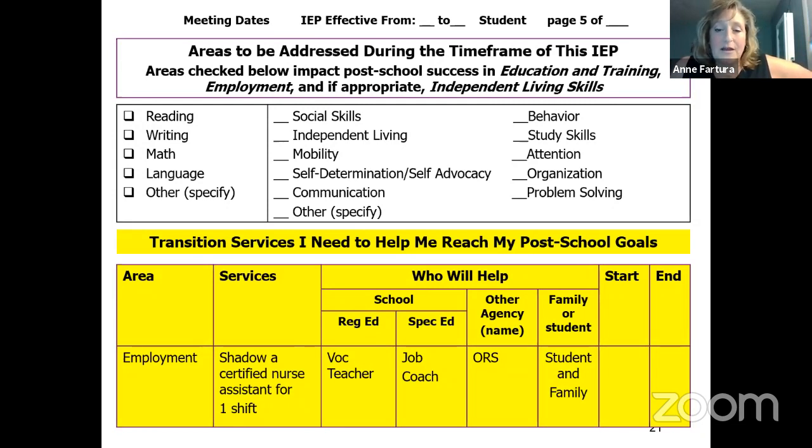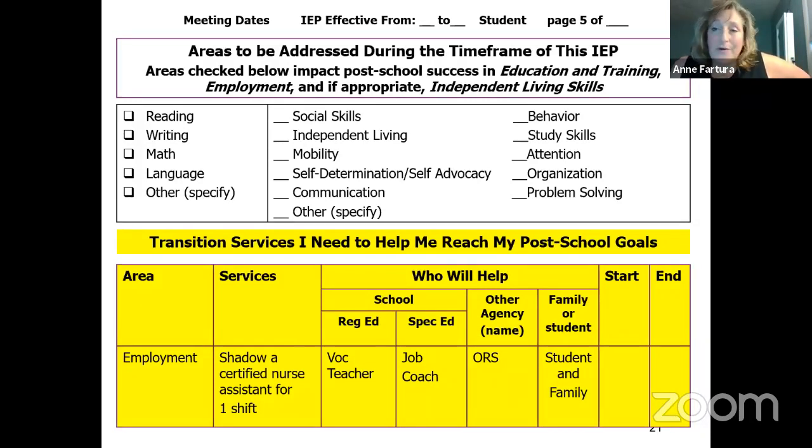It does give you columns here of who will help, whether it's the school, and within that school, whether it's a regular education teacher, possibly a guidance counselor, or a special education teacher that's going to be responsible. However, one thing I want to say, as you can see, there's a column for agencies and a column for family and students. All these services should not be the responsibility of one. It should be the responsibility of all. So in this case, you might need a couple of different people responsible for providing this service.